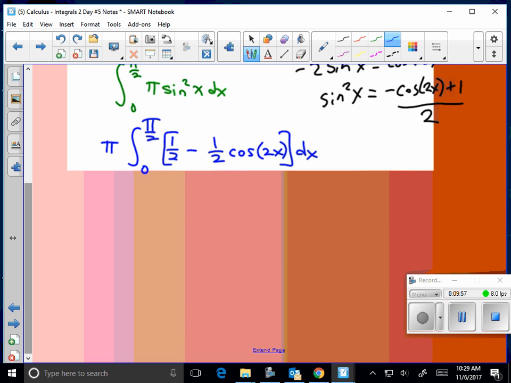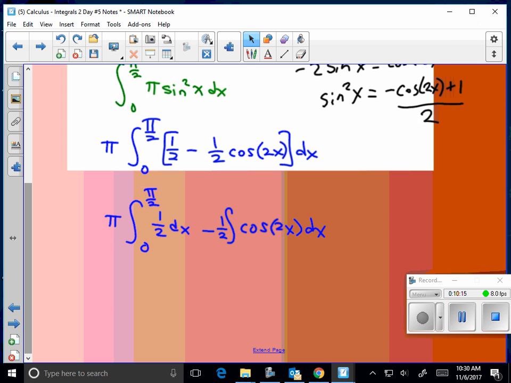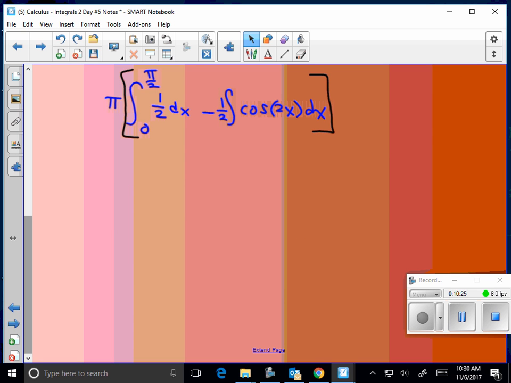Okay, so suggestion here, if I were you, I'd split this up into two separate integrals. So pi over 2, 0, this would be 1/2 dx minus the integral. I'm going to bring that 1/2 out. Cosine of 2x dx. What did I forget? I did forget something. This pi has to be distributed to everything. All right, I'd like you to take a moment with a neighbor, integrate that. Go.